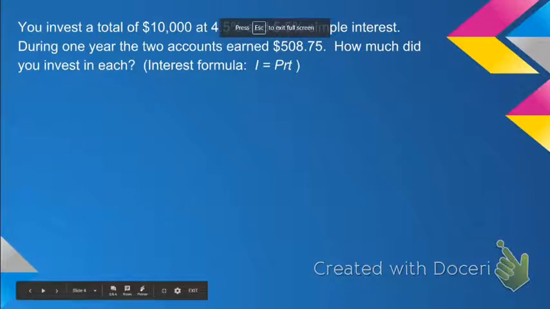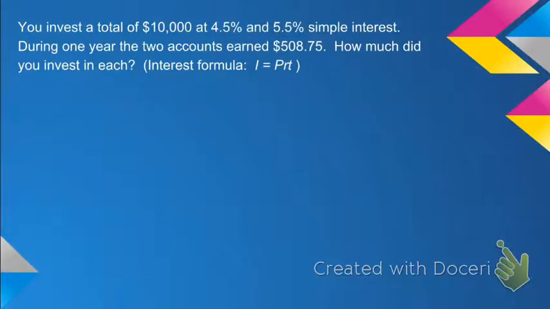an investment. You invest a total of $10,000 into an account that makes 4.5% and 5.5% simple interest. That just means after 1 year, you make exactly 4.5% off your money. There's no compound interest. So during 1 year, after 1 year, you earned an interest of $508.75. So how much did you invest in each?